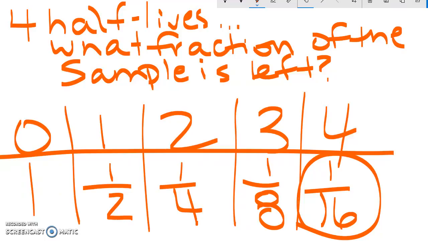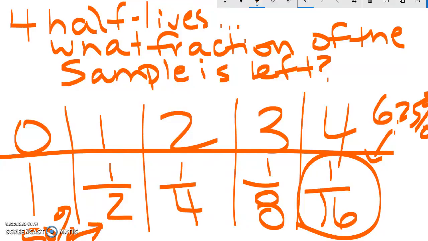Now, sometimes they want to know percentages. If I want to know the percentage, you just take the numerator divided by the denominator. So 1 divided by 16 is 0.0625, and you multiply that times 100, which gives you 6.25%. 1 divided by 2 would be 50%, and so on. I know you know how to do that, but just to remind you.